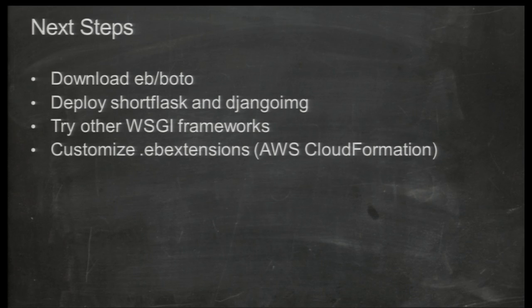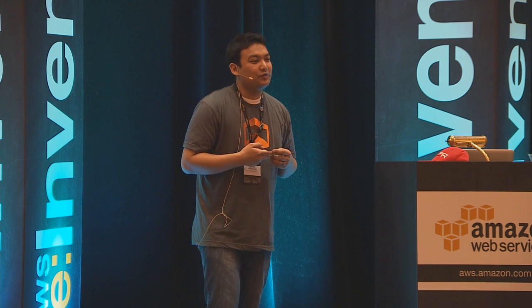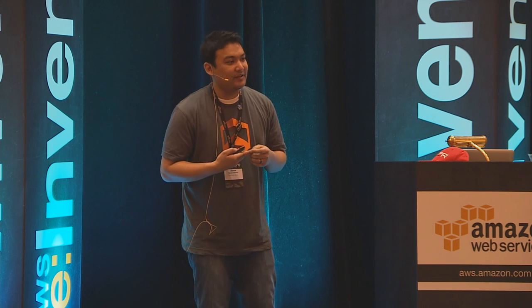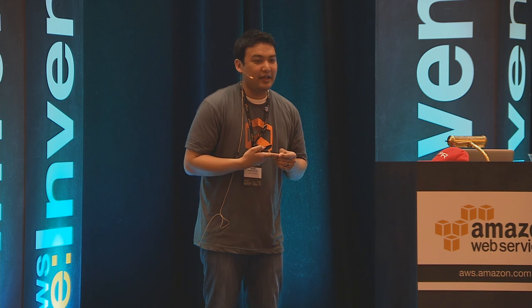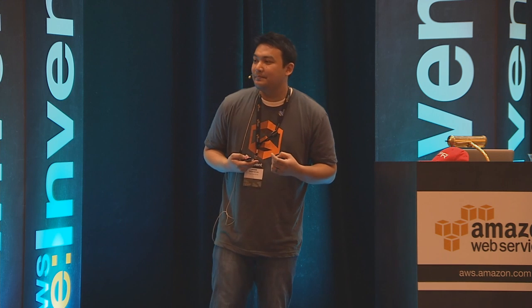So next steps here. I encourage you all to download EB, download Boto, try them out. Try to deploy your own applications or the short Flask or Django image applications. In terms of WSGI support, as long as you have your dependencies specified in your requirements.txt file and you have an application object at that module level, you can use your WSGI framework of choice.